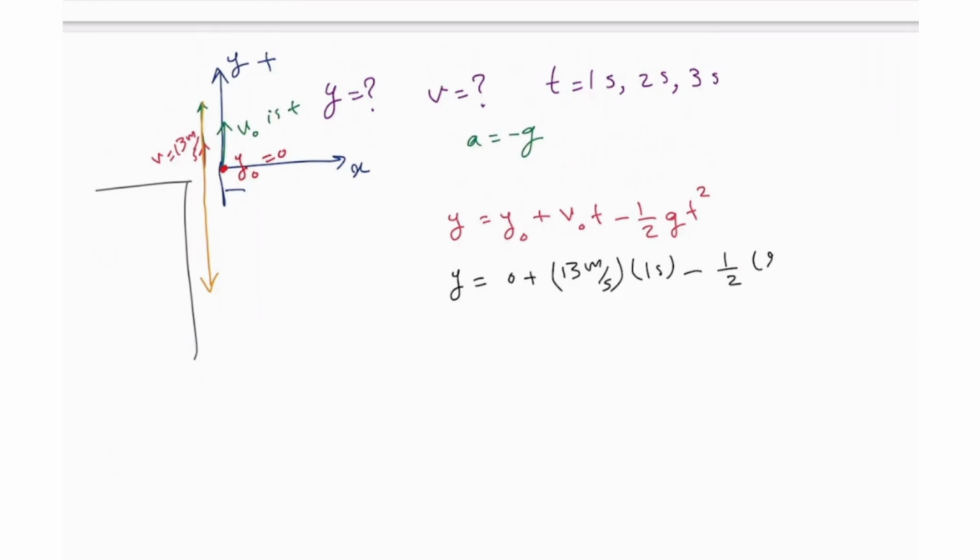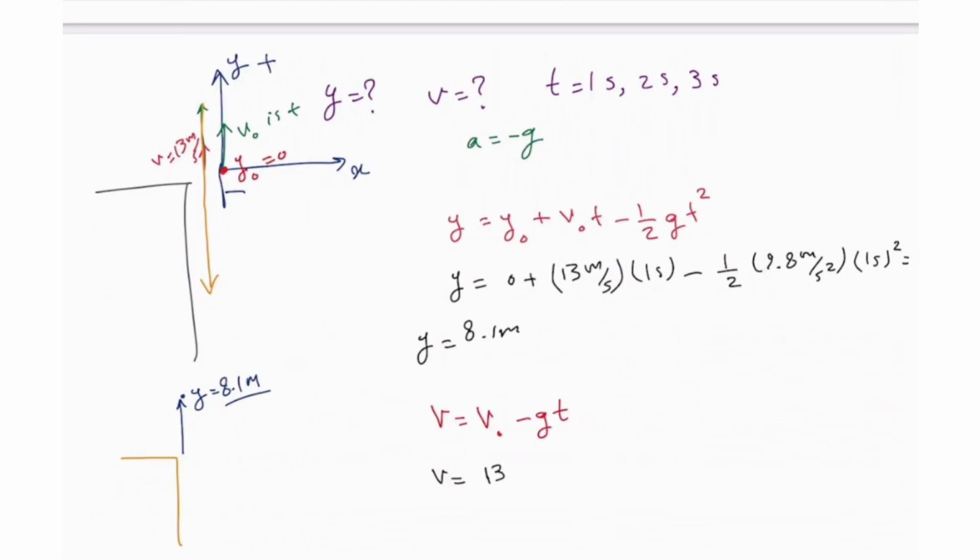We know that g is 9.8 meters per square second, and this is again 1 second. So this is equal to 8.1 meters. This means at 1 second, the rock is 8.1 meters above its starting point. So if this is the cliff, at 1 second, the rock has gone up to 8.1 meters. What about velocity?